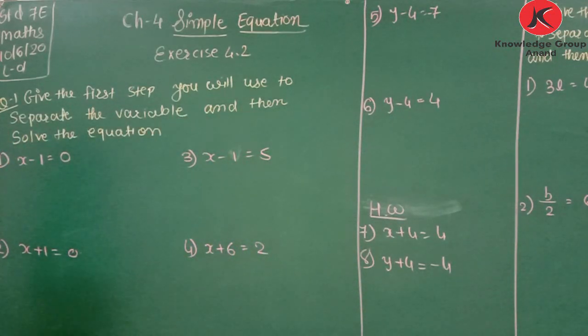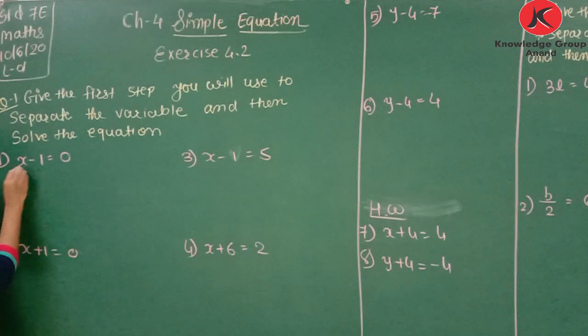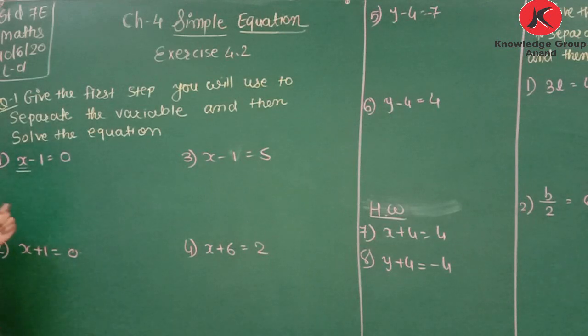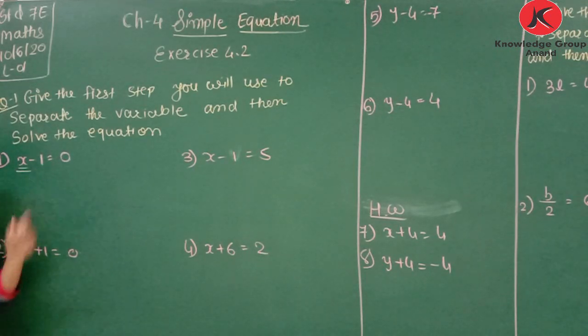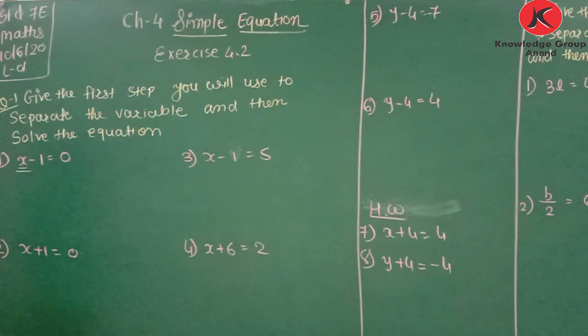So here we will start exercise 4.2. Question number 1. Give the first step you will use to separate the variable and then solve the equation. So here what will be the first step? Here the variable is x. We need to separate the variable from the constant. X is a variable and 1 is a constant. Here 1 is in a subtraction, so we need to add 1 on both sides. So what will be the first step?